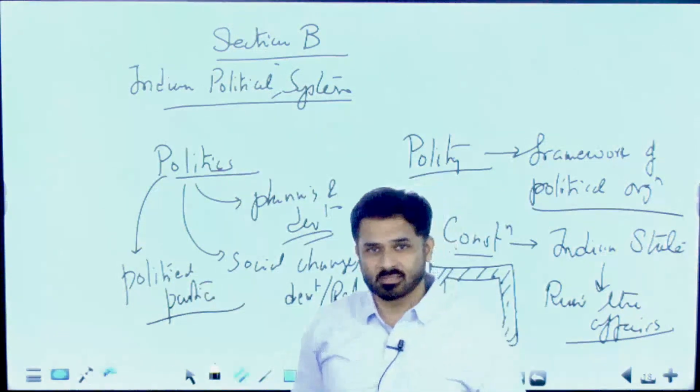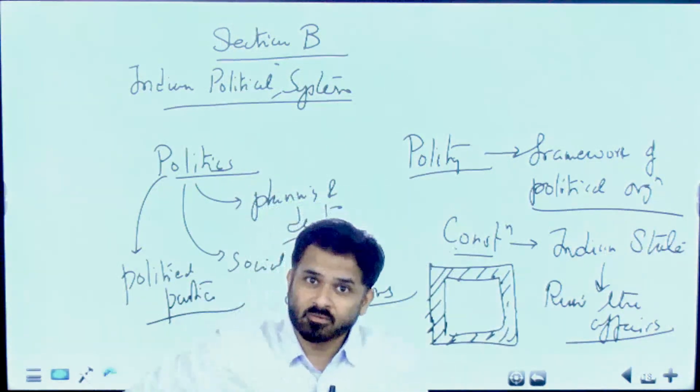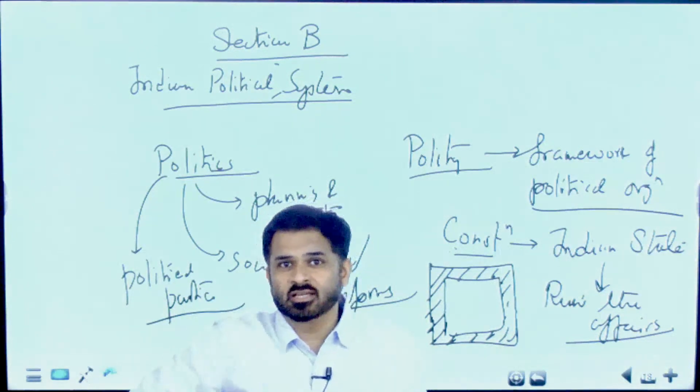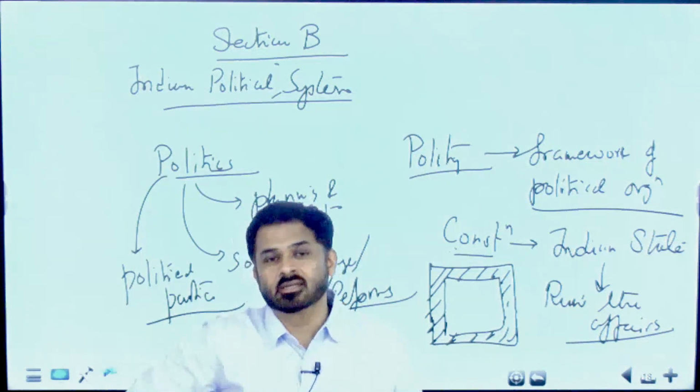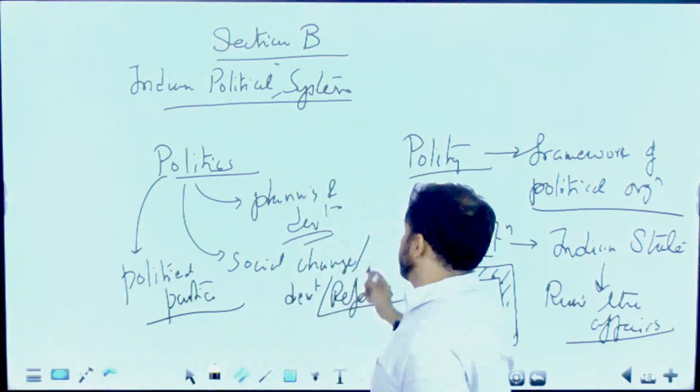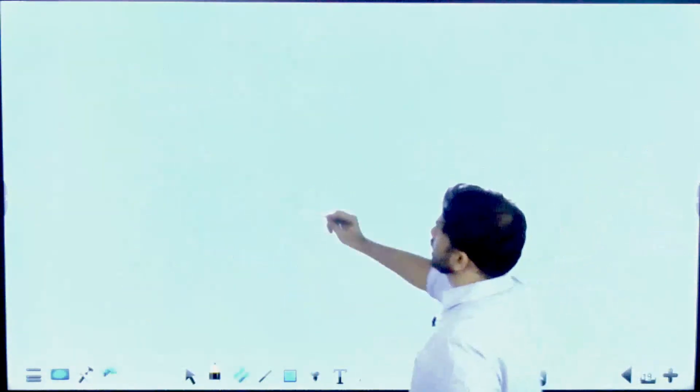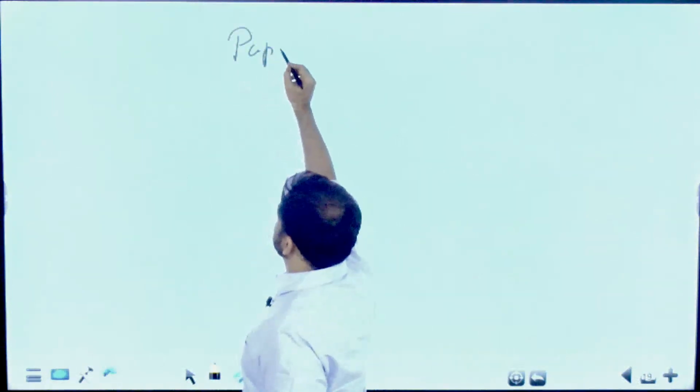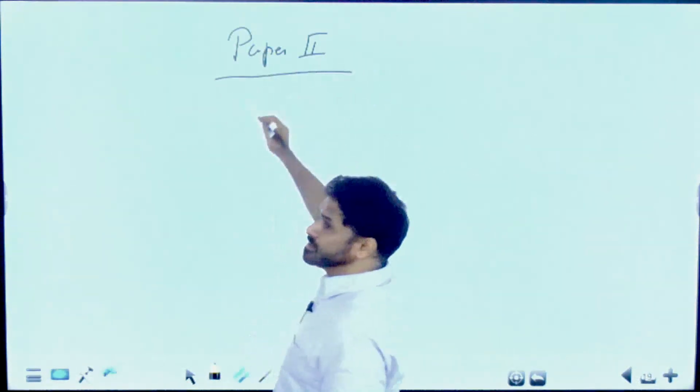Everything about politics in India, the institutions involved in politics, the movements, the political changes, the social changes, the economic changes, all these things we'll be studying in Section B. And now if you go to Paper 2, what are you going to study? Paper 2 is all about international politics.